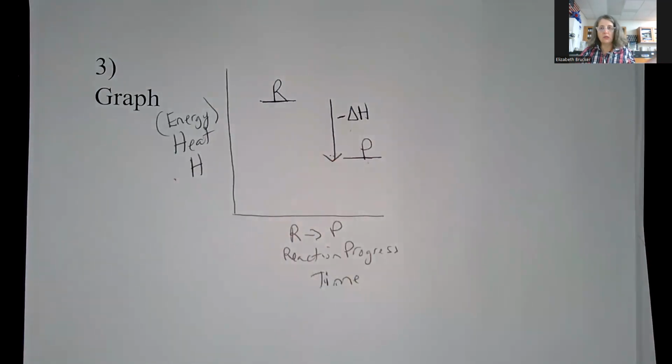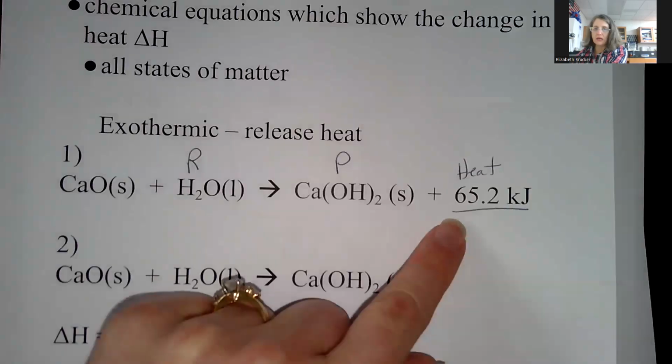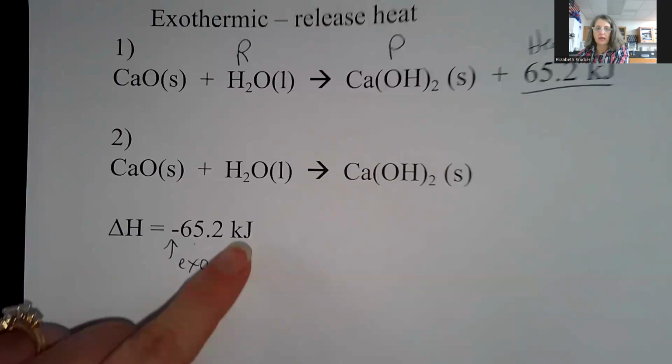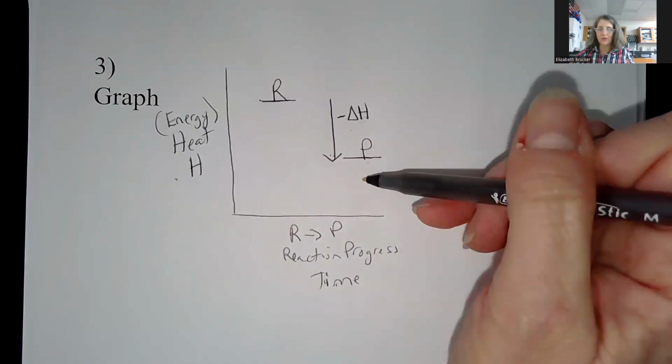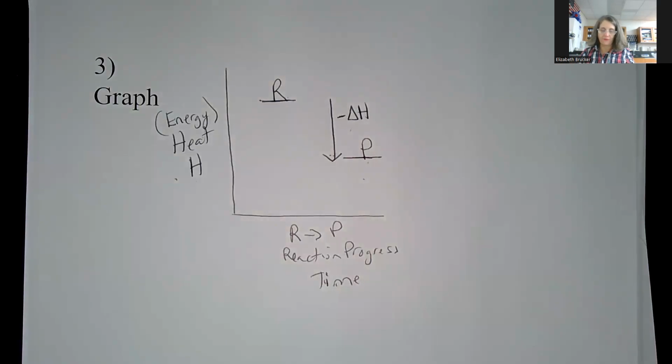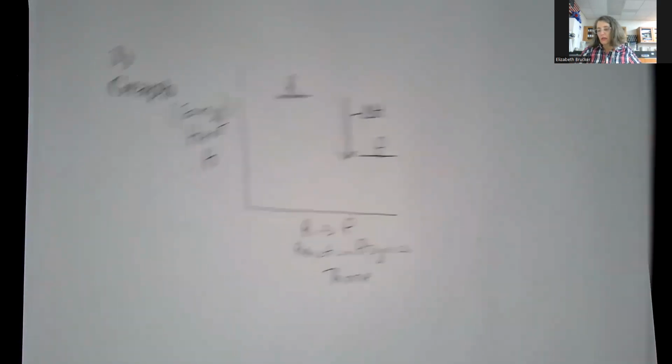So one way to do it is heat in the equation. On the product side, delta H listed as negative, or reactants will be higher than the products on a graph, okay? So good news is endothermic is just the exact opposite.